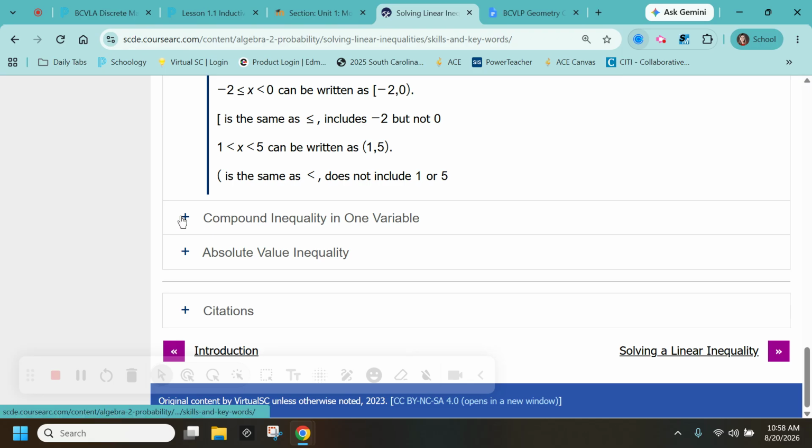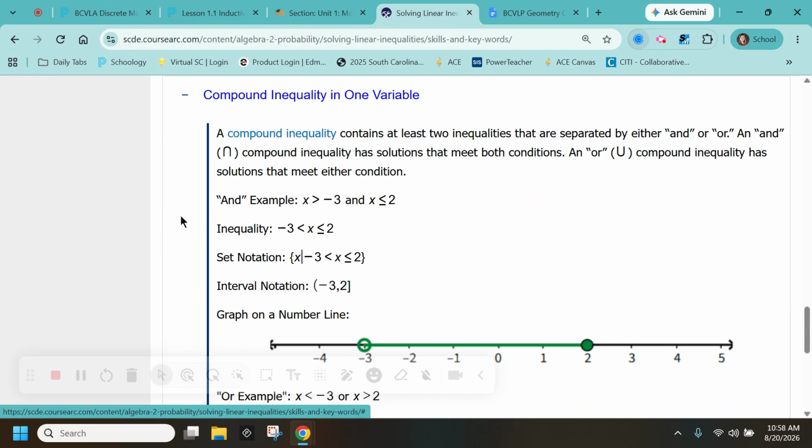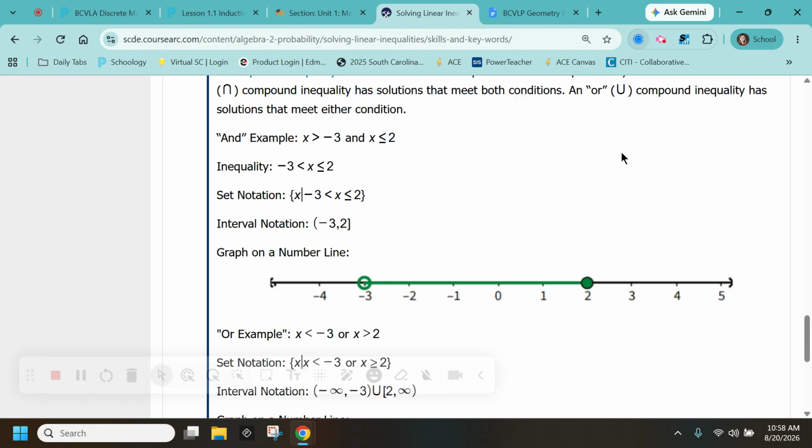Okay. Compound inequality in one variable. So the intersection means and, and then the union means or. And so an example of and, x is greater than -3 and less than or equal to 2. And what that looks like as your inequality is written like this, set notation and then interval notation, and then graphing that on a number line. We have 2 included, -3 is not included, and then the line is between because of the word and. So and means it includes everything between.